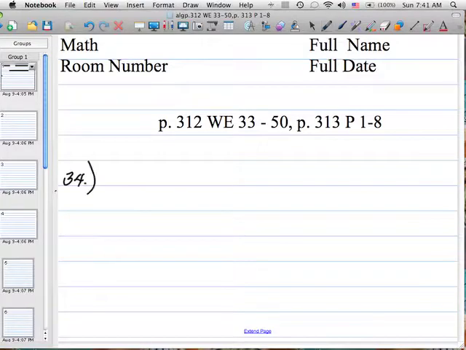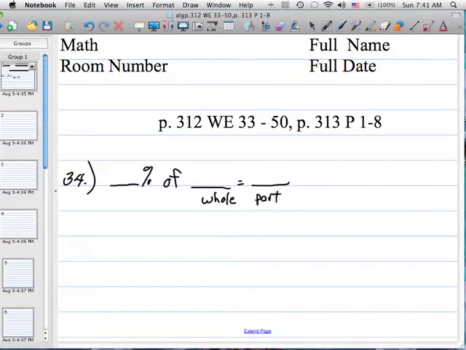On problems 34 through 36, you have a table that has the original price, the percent of discount, the price decrease, and the new price. And we have to find the price decrease and the new price. So I'm going to use our standard form of a percent word problem: blank percent of the whole amount equals the part.